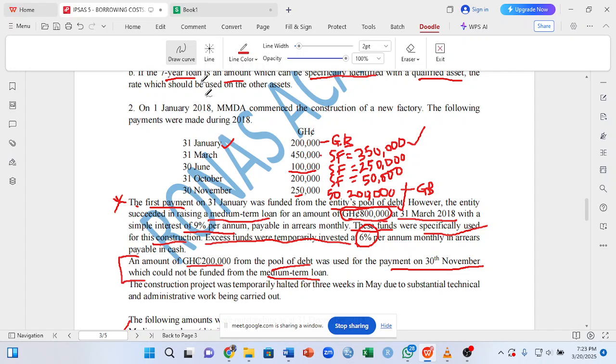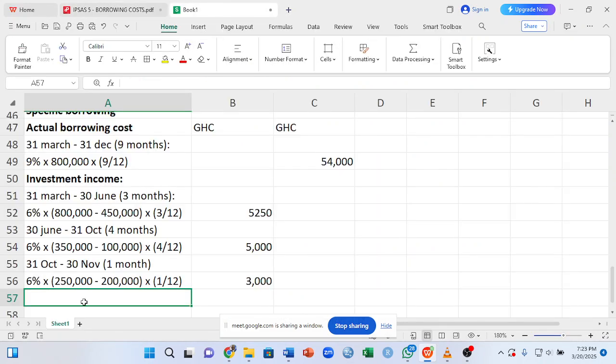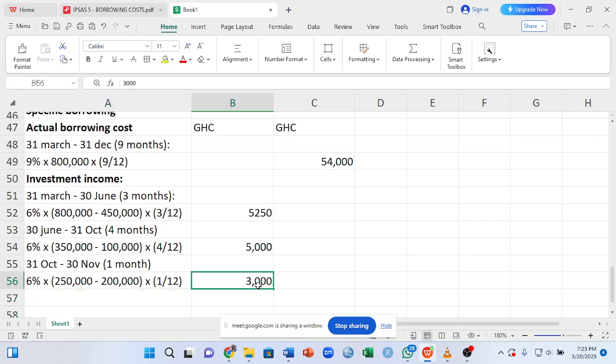So in that case, at the end we don't have any amount of money for investment. The last figure is 250, from 30th October to 30th November. The answer will be 250. Is there another person to confirm?